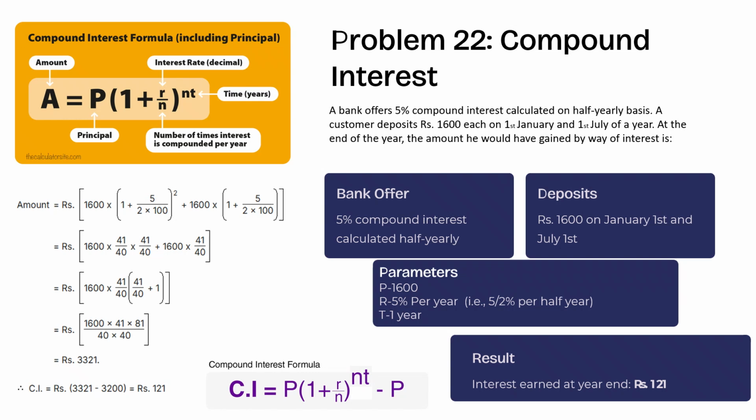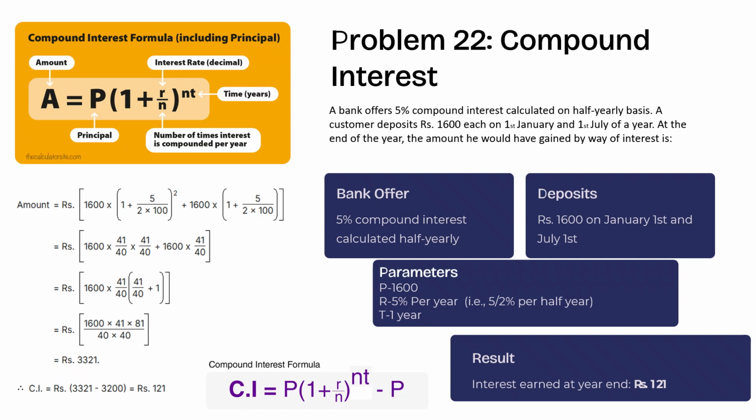If we apply these parameter values in this formula, where A is the amount, we will have the following steps. We apply the parameter values to the mentioned formula. So 1600 is the principal, into 1 plus R, where R is the rate of interest, 5. Since it is yearly, I have mentioned 5 divided by 2.